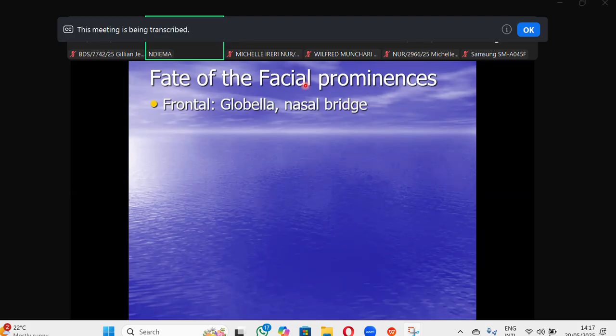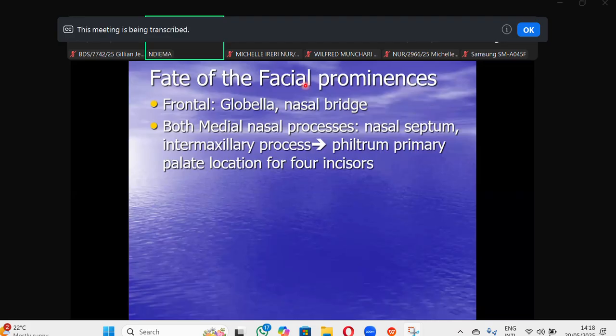These 5 prominences are the frontal prominence, and the frontal prominence gives rise to the glabella. The glabella is the part of the face just above your eye, the nasal bridge, where you have the tip of the nose, all that comes from the frontal prominence. Then we have medial and lateral nasal swellings. So there are two paired normally, medial and lateral.